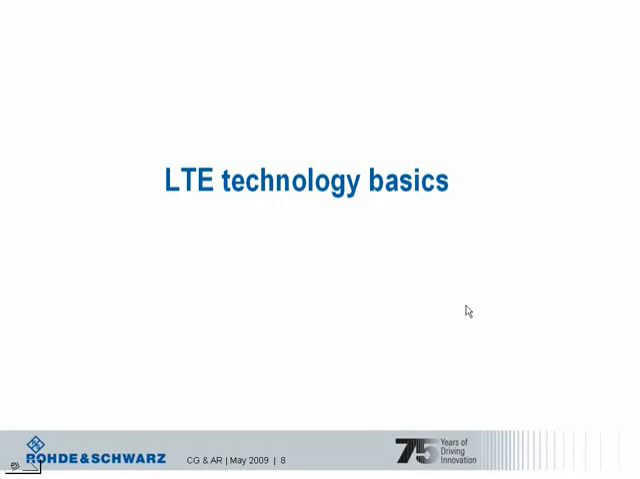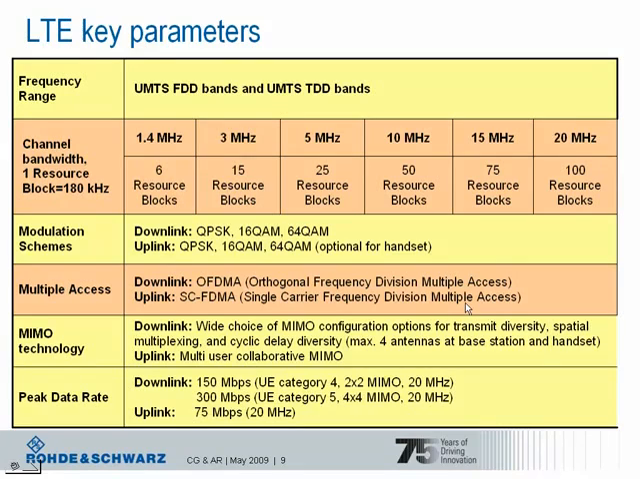Now let's have a look at the LTE technology basics. This slide provides an overview of LTE key parameters. First of all, the frequency range for LTE. LTE can be operated in the FDD and TDD bands of UMTS. On the next page we will also see what these frequency bands are in detail.